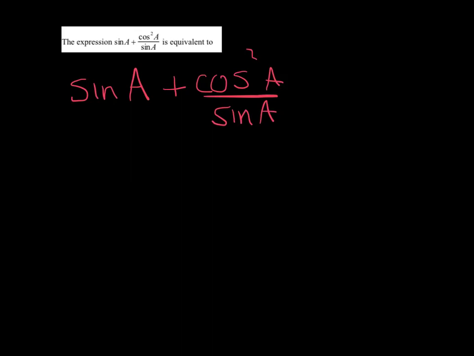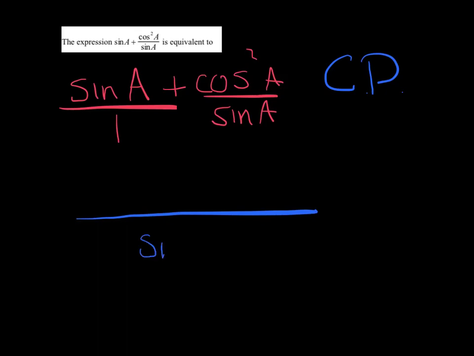Next one, sine of A plus cosine squared A over sine A. Well, in this case, to me, I see 2 fractions trying to be added together, or 1 fraction and something that's not a fraction, but I'm going to make it a fraction by putting it over 1, just like you've probably guessed by now. So let's review adding fractions. You need to look for a common denominator. Well, you have a 1 and a sine A. I would definitely say my common denominator is sine A.